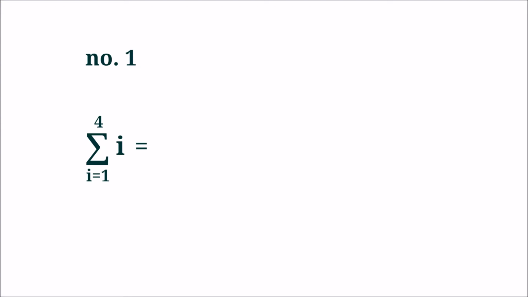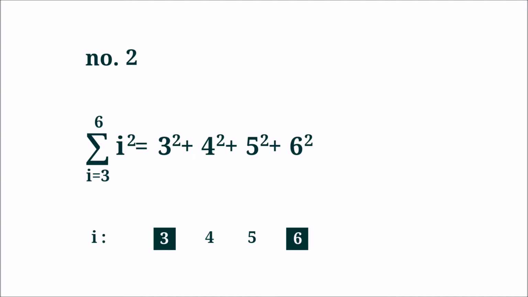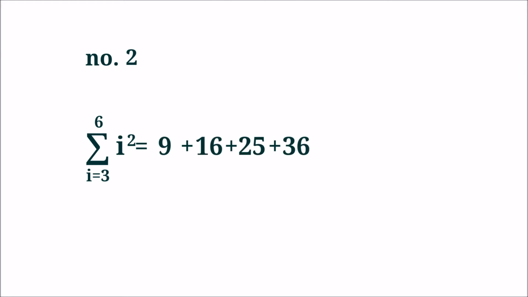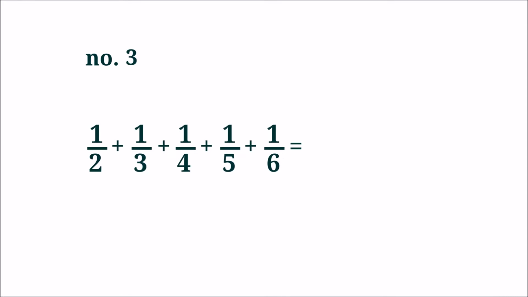This one is straightforward. Since the function is i, it's addition of the index integer sequence from the lower limit, which is 1, to the upper limit, which is 4. Then we add them all and we have the answer. Next problem. From the function, we know that the terms are the squares of their index, and the index starts from 3 and ends at 6. So in each term, we just take the square of the index, then add them all together, and voila.